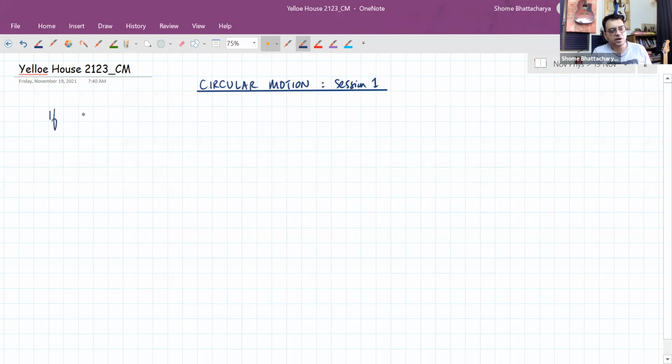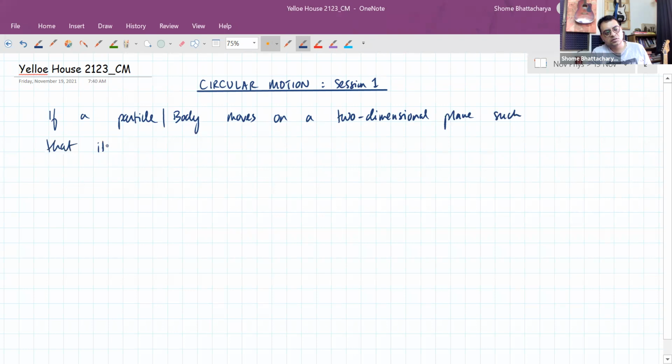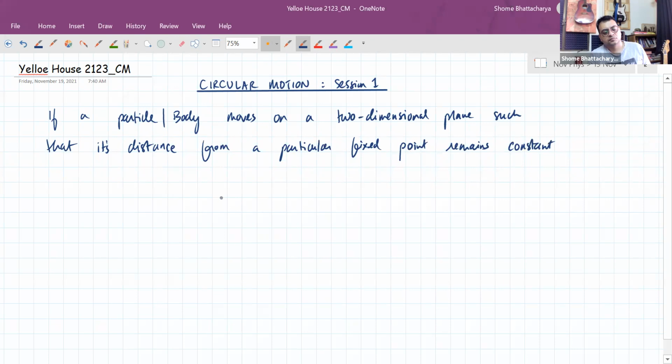So if a particle or a body moves on a two-dimensional plane such that its distance from a particular fixed point remains constant, then its path is said to be circular.